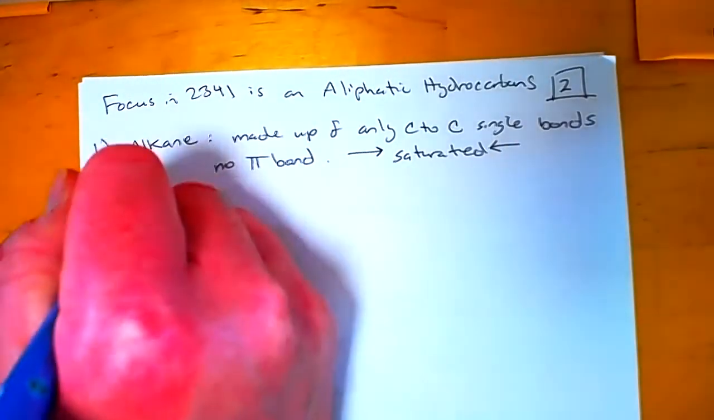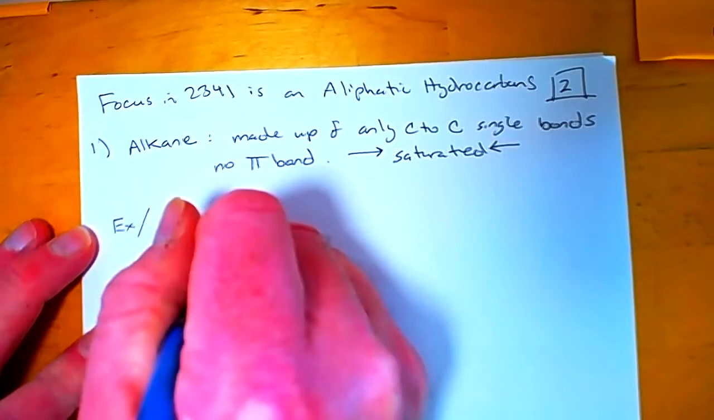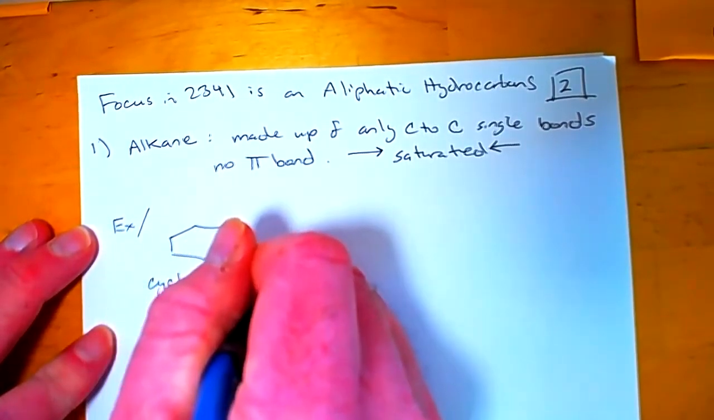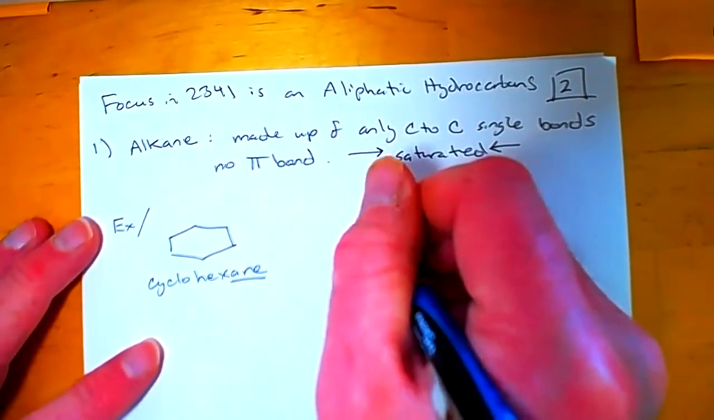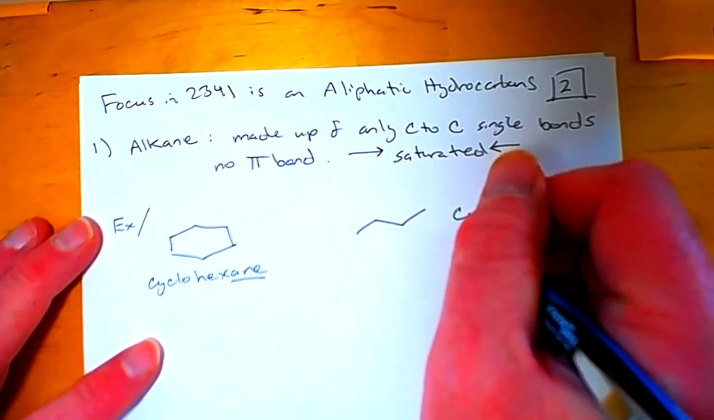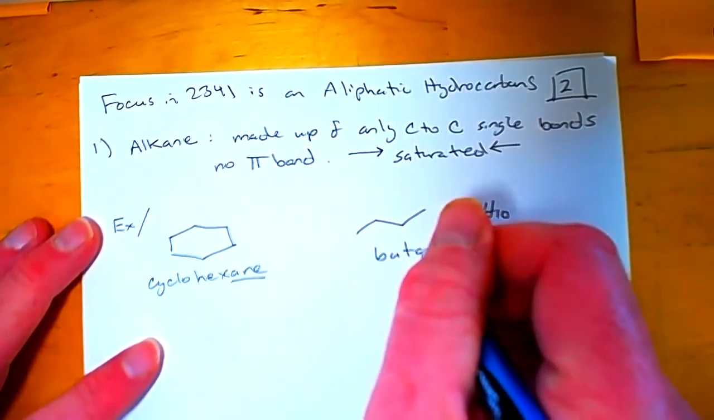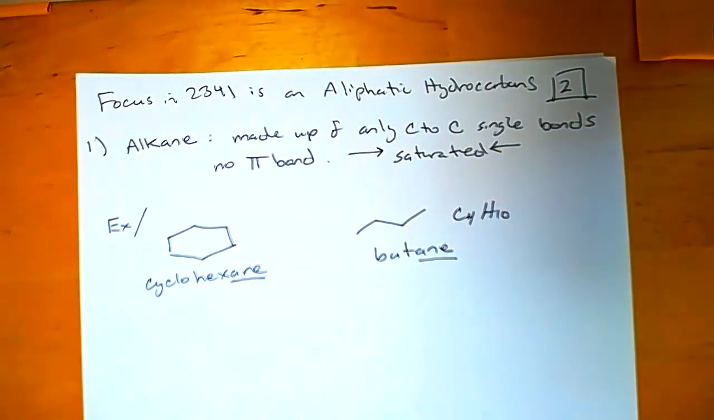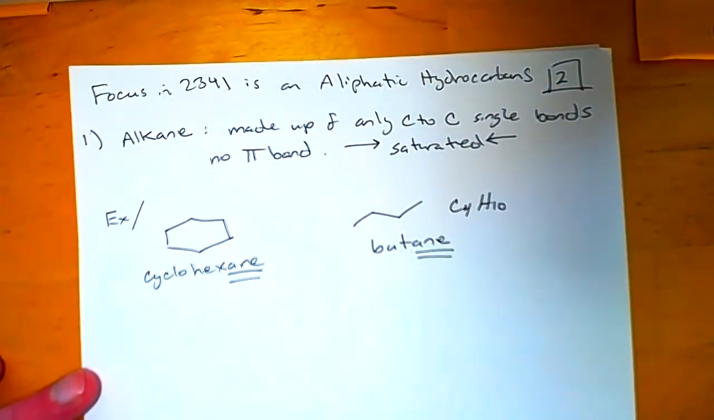So some examples of alkanes: one we just saw a moment ago, cyclohexane. Again, notice the ending -ane, A-N-E. Also, if you had a 4-carbon system, C4H10, this is a butane. We're going to get into nomenclature in chapter 4, but I'm just pointing out those endings now so you know that's not a mistake.